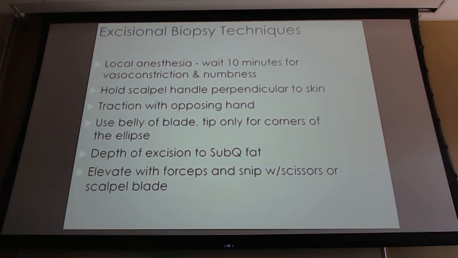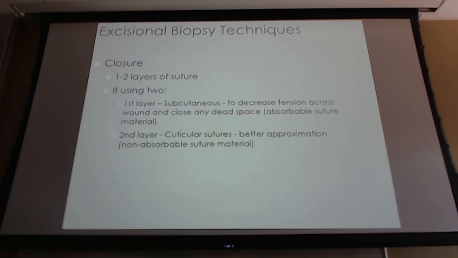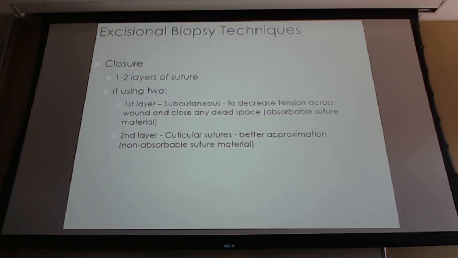Techniques: local anesthesia. Traction with the opposing hand, use the belly of the blade, depth of incision. So we want to go all the way down to that sub-Q fat. We're going to use those forceps and snip with scissors or scalpel blade just to get that out. When we're going to closure, we need 1 to 2 layers of suture. If using 2, then we have to consider some of those things. What does that mean? Well, that depends on the size of the excision.